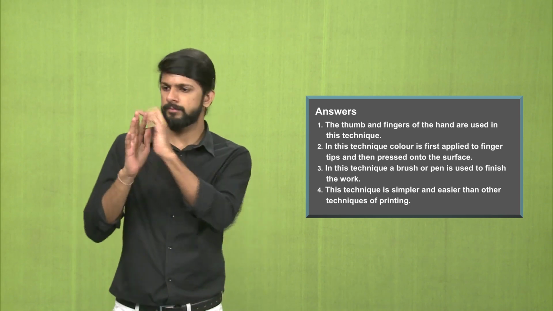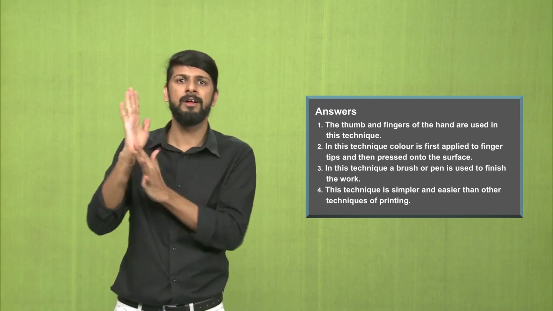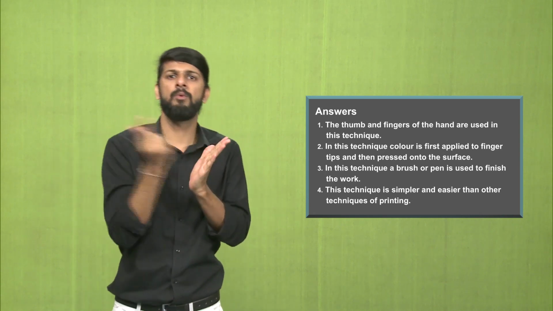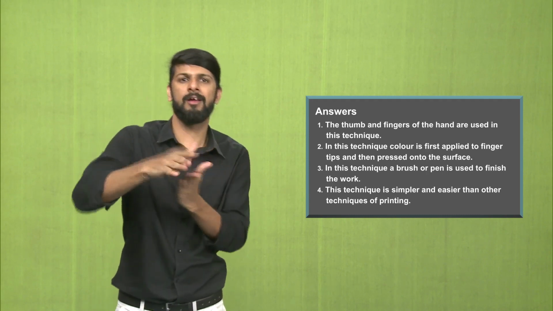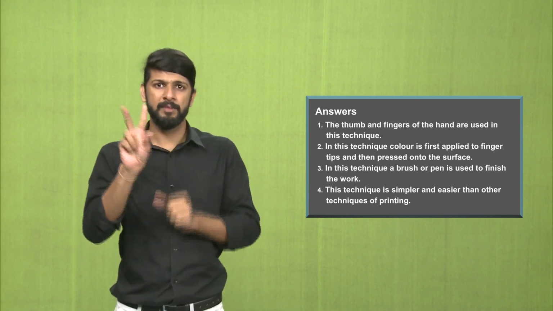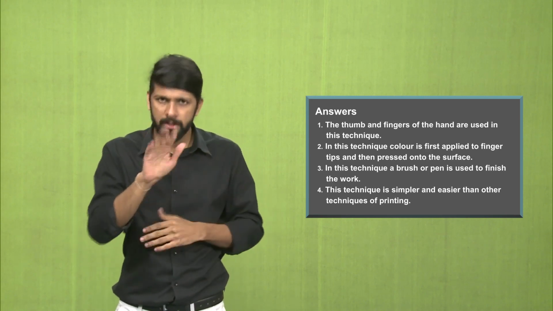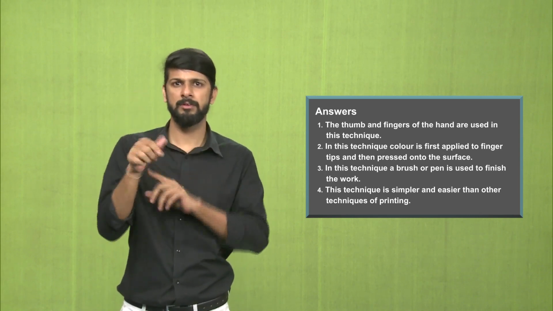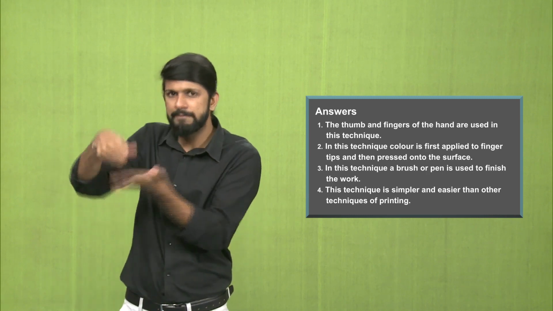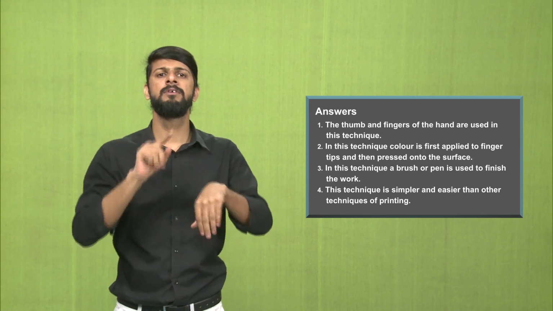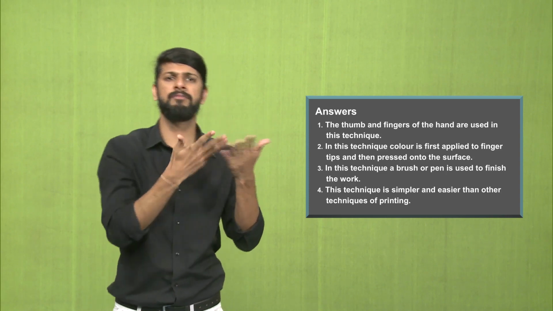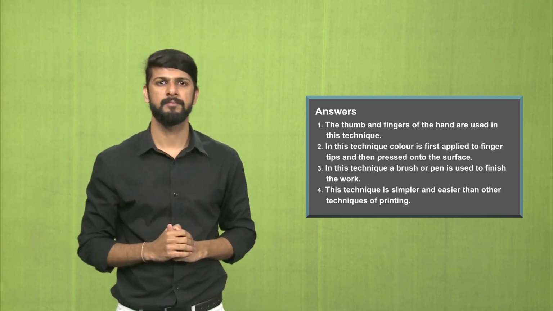Answers. Answer number 1. The body parts used are the thumb, the fingers, the sole, as well as the palm. These can be used as blocks to make various kind of designs. Answer number 2. In this technique, the color is first applied on the fingers. Whatever type of color you are using, dip or place your finger or your thumb, the tip part, and then press it onto the surface to get the desired print.